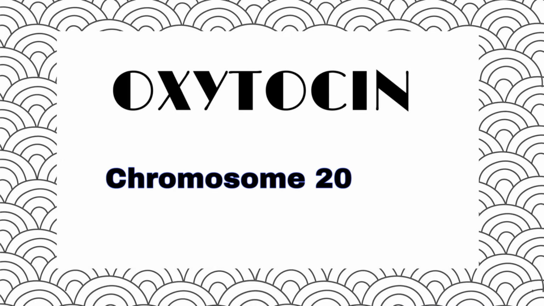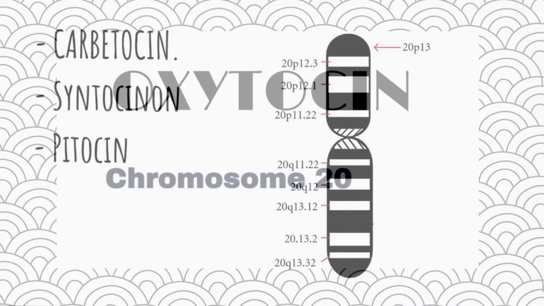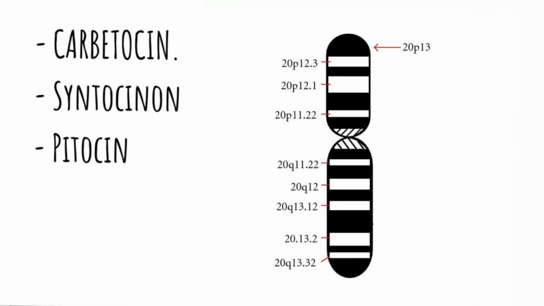I'm going to talk about the gene oxytocin, that is also called carbetocin, syntocinon, and pitocin. And this gene is located on the short arm of chromosome 20 in the 20p13, as we can see in the photo, that consists of 3 exons and 2 introns.